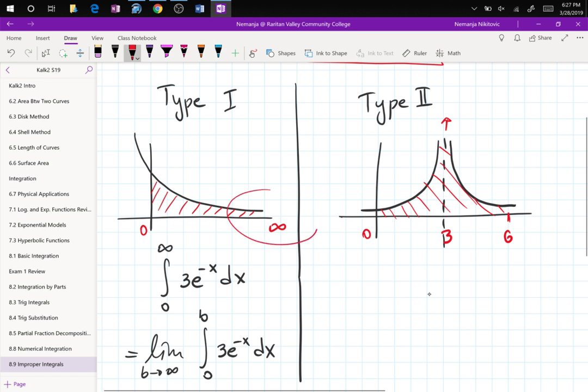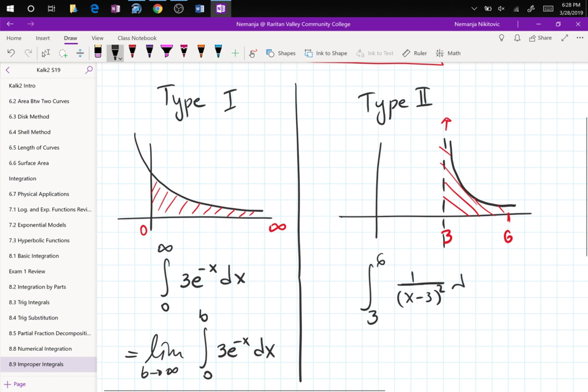So your problematic point could be infinity. Your problematic point could be, you know what, let's just do this one-sided. I'm going to erase this and just leave one side for simplicity. So what is my integral here? My integral is 3 to 6 of, I don't know, x squared, no. This is 1 over (x minus 3) squared dx.